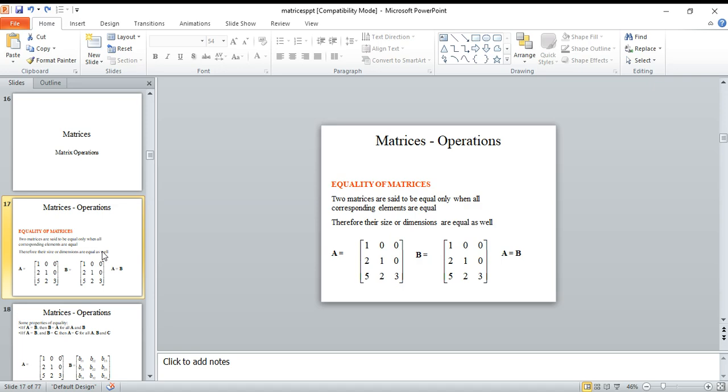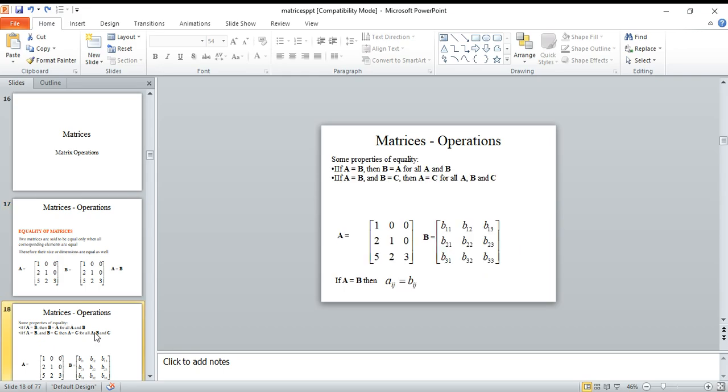For example, A equal to 100, 210, 523, and B also has a 3 by 3 matrix, that means 3 rows and 3 columns, and the elements are also the same, 100, 210, 523. So in this case A equal to B, otherwise A is not equal to B. If sizes are the same but elements are not the same, those are not equal matrices. Equality means all elements and sizes are the same.